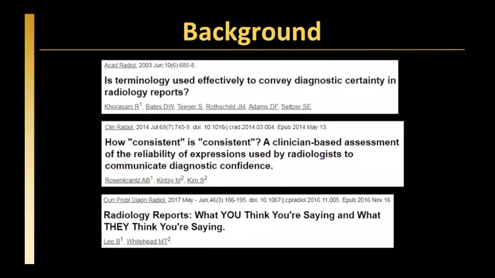We have known for some time that there is variability in the ways different radiologists describe and report the same imaging findings, and that there can be substantial differences between the radiologist's intended meaning in a radiology report and the perceived meaning to the referring physician.